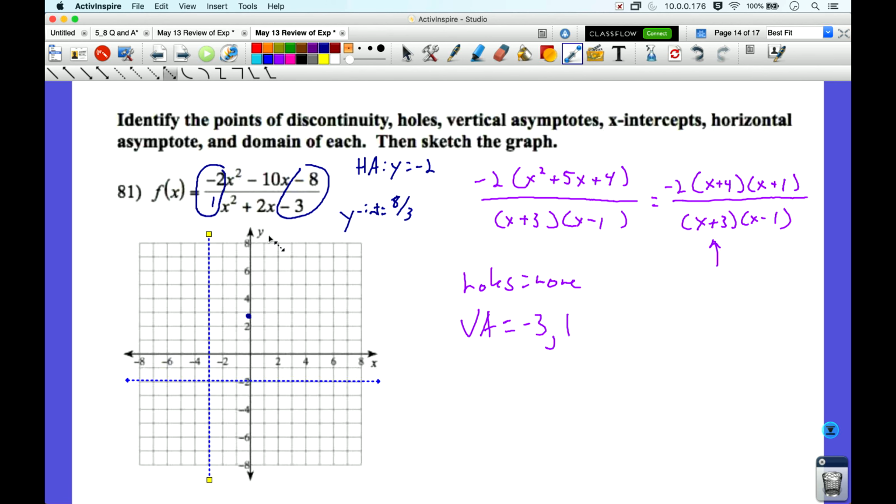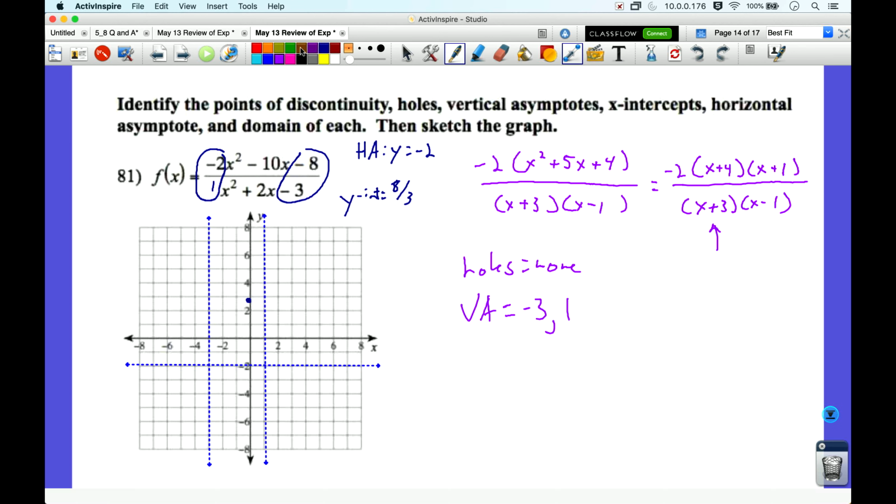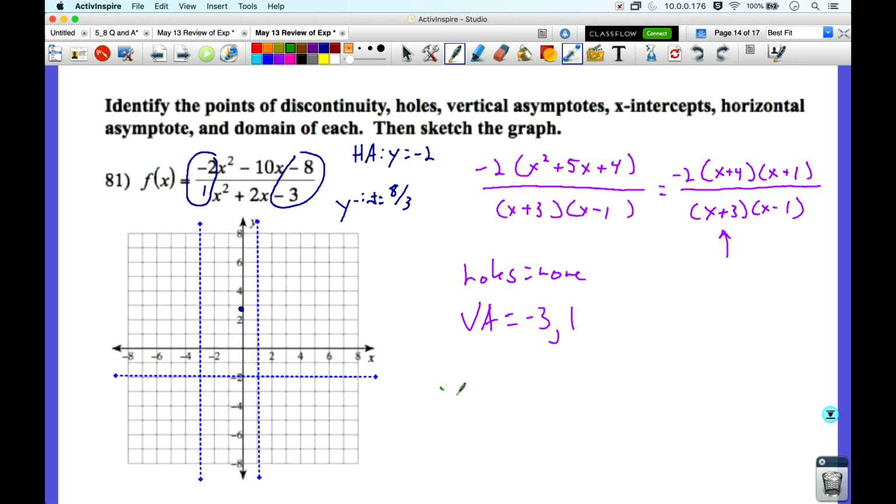Negative 3 and 1. And then the values that make the top equal to 0 are my x-intercepts. So x-intercepts are negative 4 and negative 1. So negative 4 and negative 1. And we've got that point there.